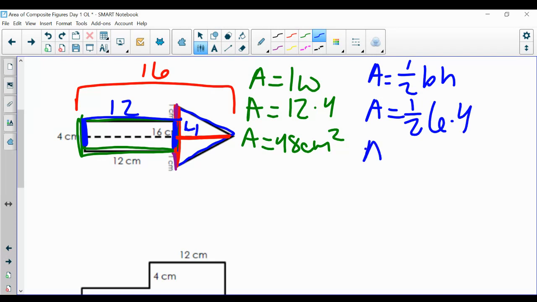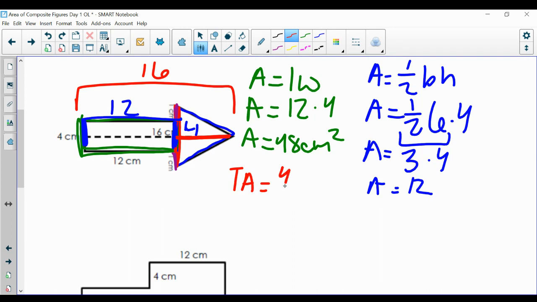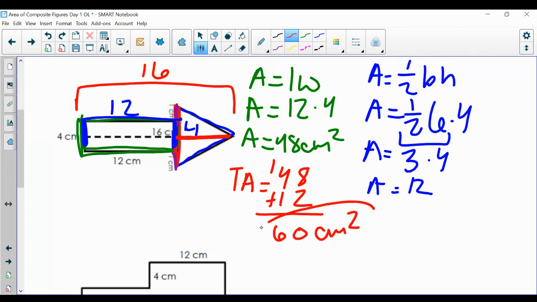Okay? So once again, ask yourself, what is half of 6? We know that's 3 times 4 is an answer of 12. So for our total area, we do 48 plus 12 is a final answer of 60 centimeters squared.